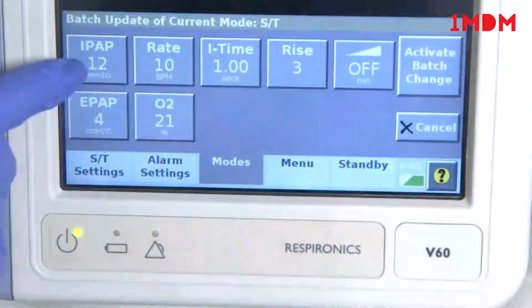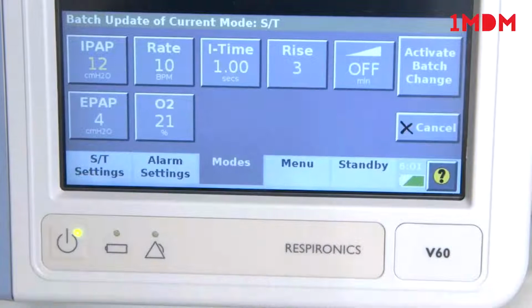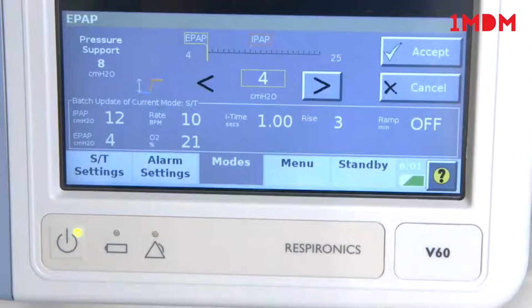Next, select the IPAP, the inspiratory positive airway pressure. This should be started between 10 to 15 centimetres of water. Next, select the EPAP, the expiratory positive airway pressure. Generally, we set this around 4 centimetres of water.